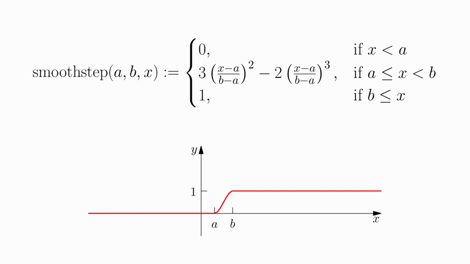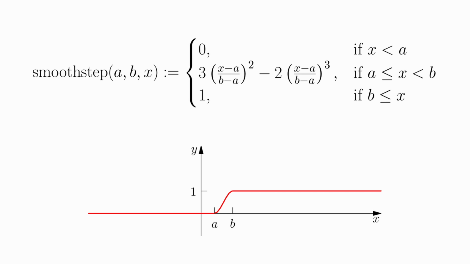If x is greater than b, it will output 1. However, on the interval from a to b, the smooth step function changes gradually in some kind of an S-shaped way by using this degree-three polynomial. So we take the relative distance between x and the two endpoints, and we compute the difference between 3 times the square of this relative distance and 2 times the cube of this relative distance.